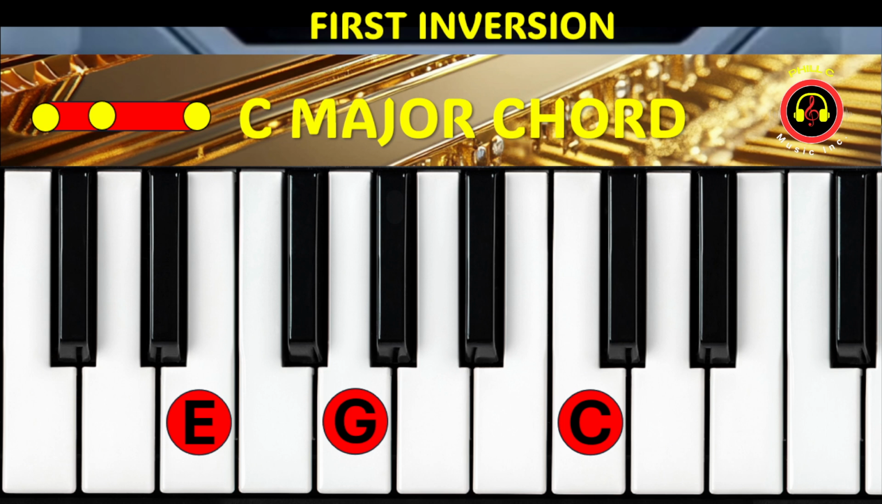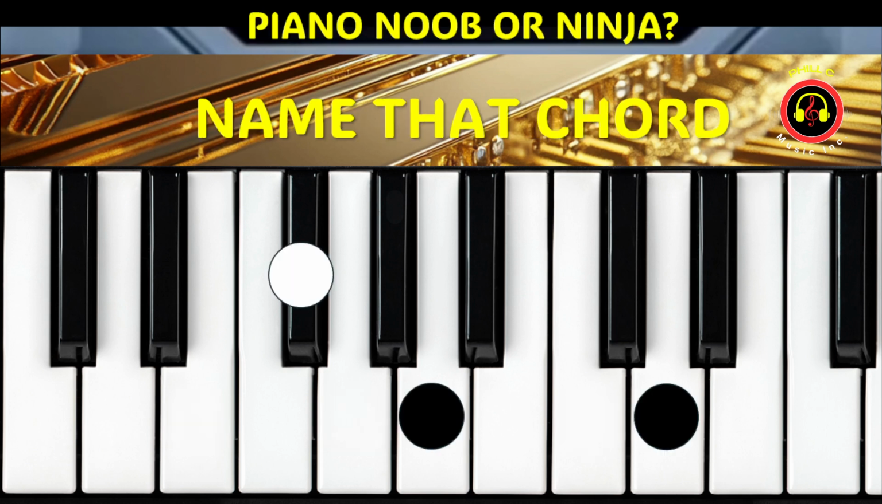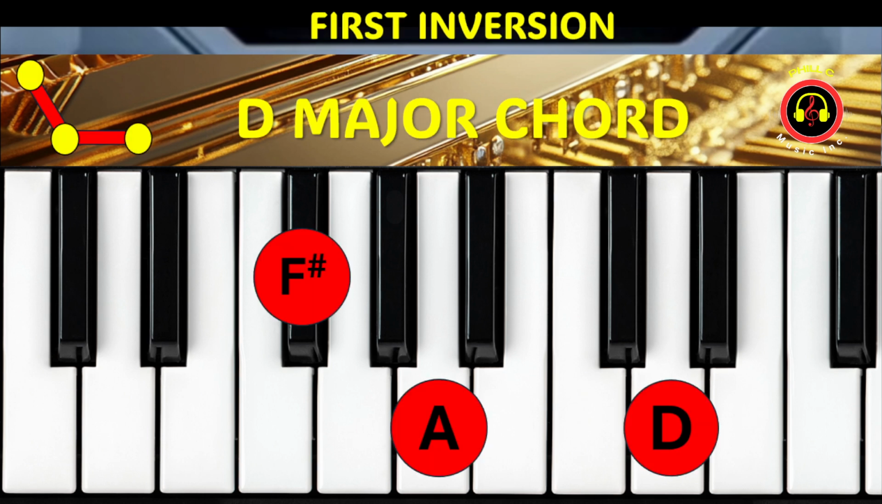Name this chord. This chord is D major. The trick is to look at the last note. And if you're able to decipher the last note in the arrangement is F sharp, A, and D, the last note is D, then this is D major first inversion. Okay? Let's go to our next one.